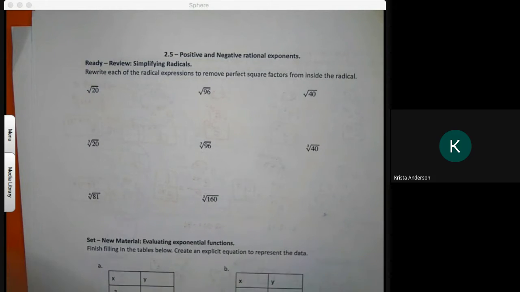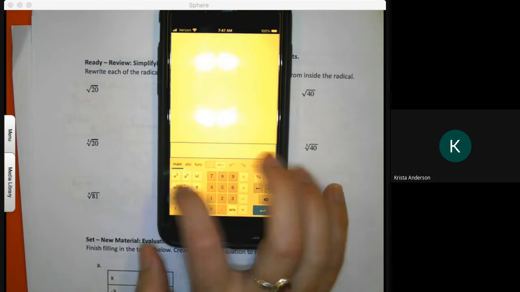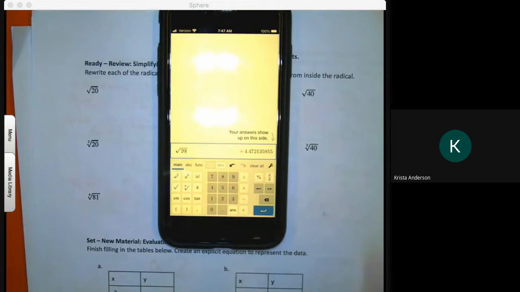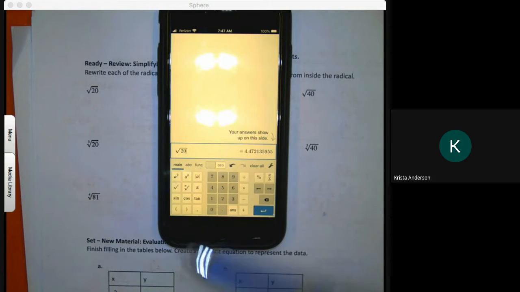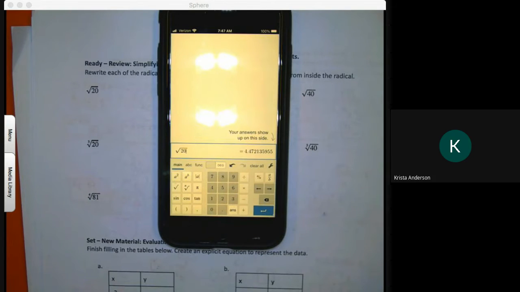All right, for our first question, it's the square root of 20. Some of you will take your calculator and try and type it in. Do you see how it gives your answer as a decimal? That means that this root is not a perfect square. It won't come out as a whole number. So I have to break it down and simplify the radical.